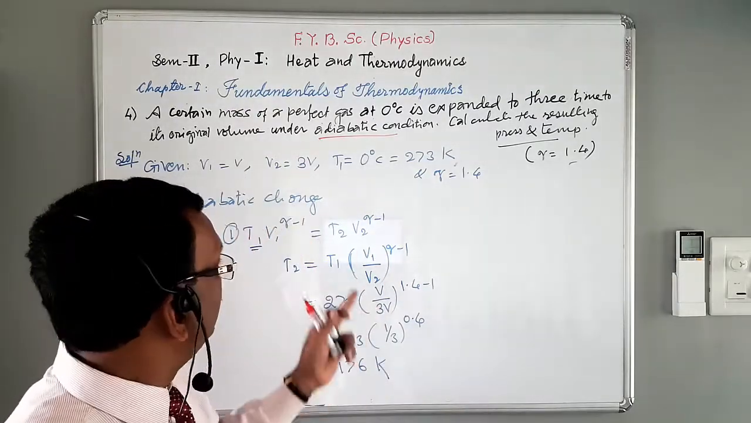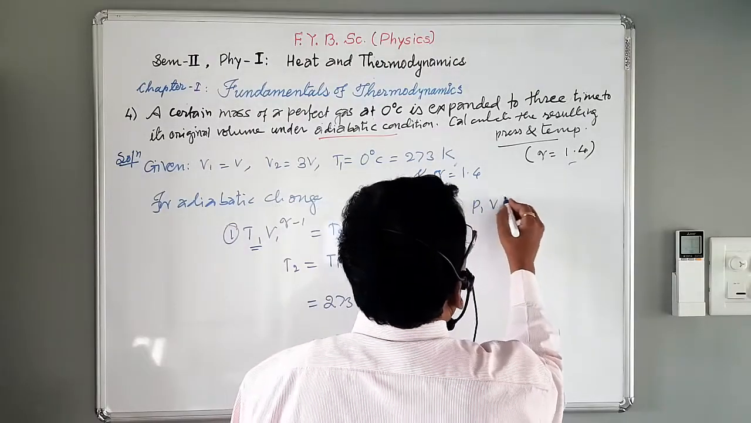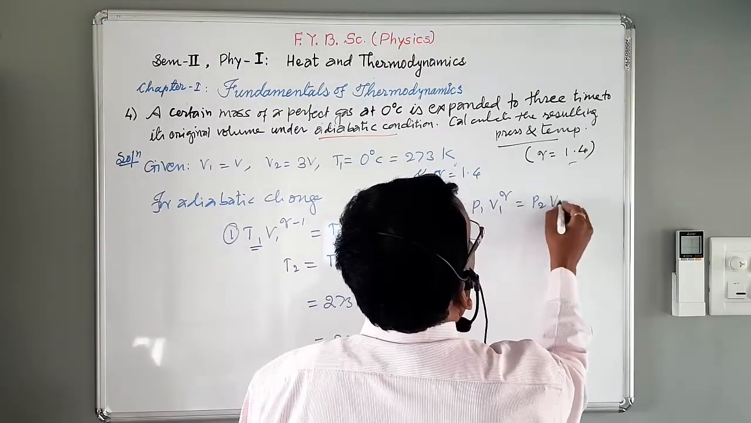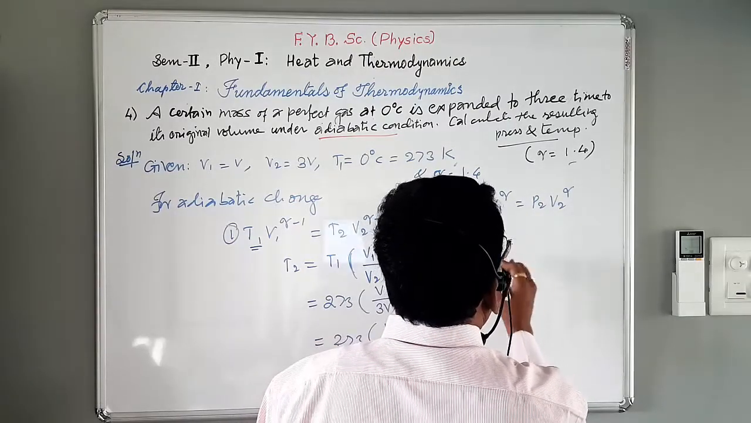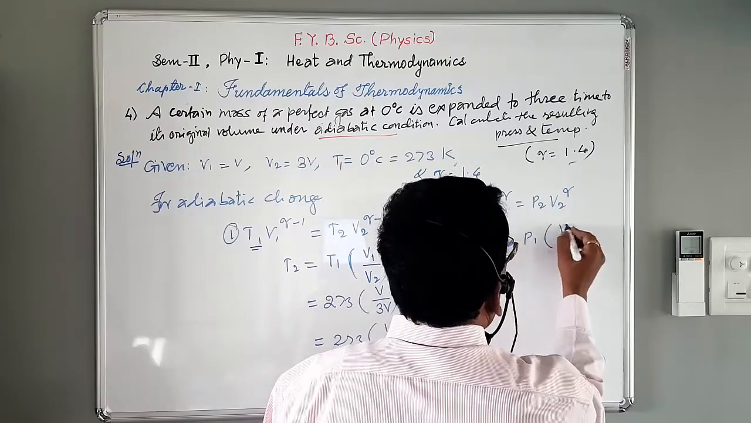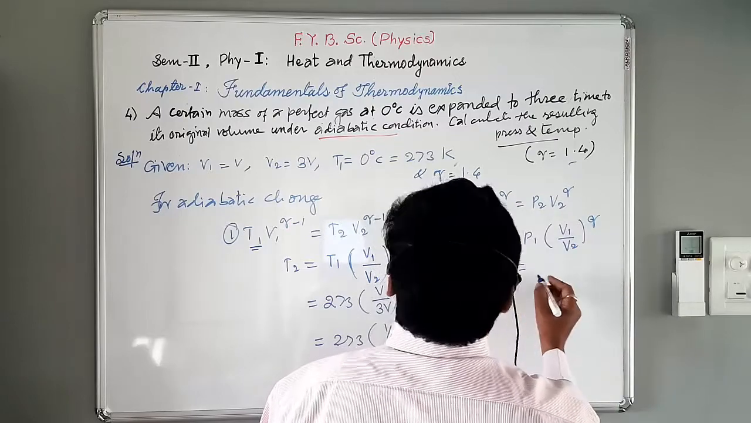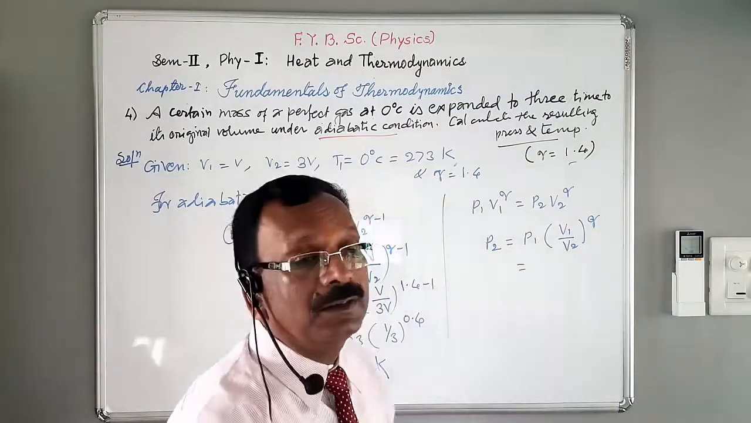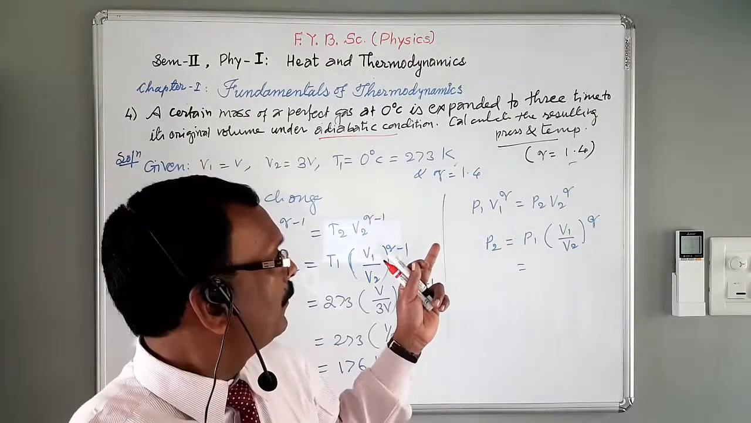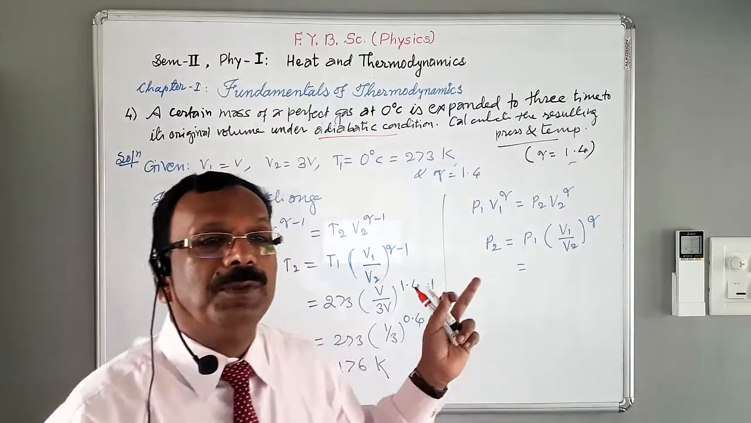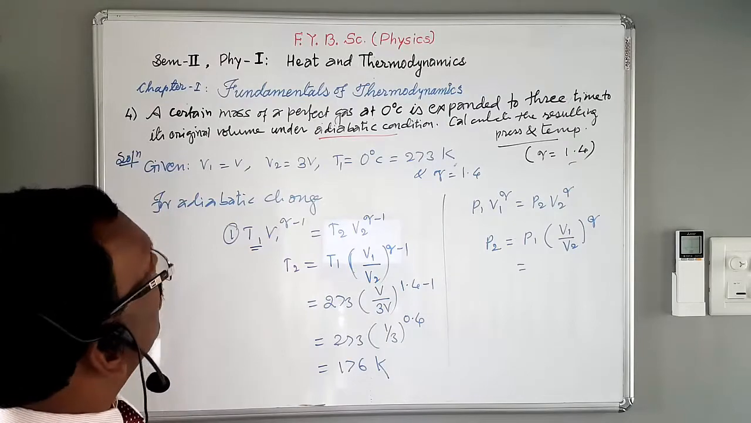Now in order to find the resultant pressure, when again the change is adiabatic, then P1 V1 raised to gamma is equal to P2 V2 raised to gamma. We want to calculate P2, then P1 into V1 upon V2 raised to gamma. What is the value of P1? P1 is the initial value, P1 is equal to 1 atmospheric pressure. See here, the original mass of perfect gas.